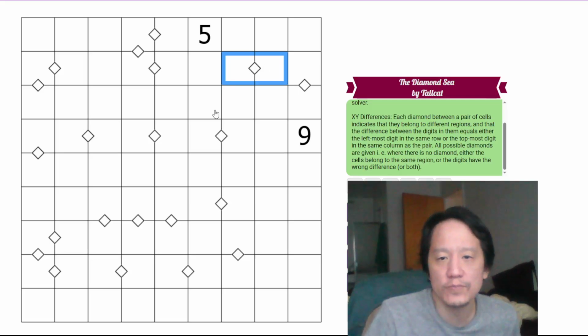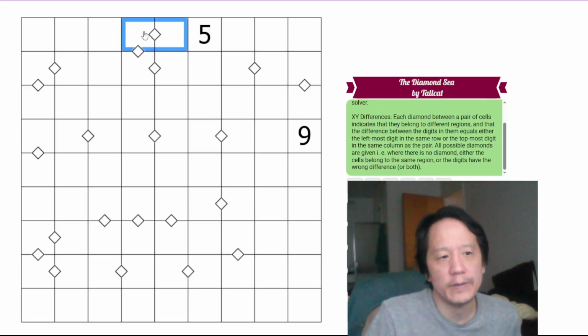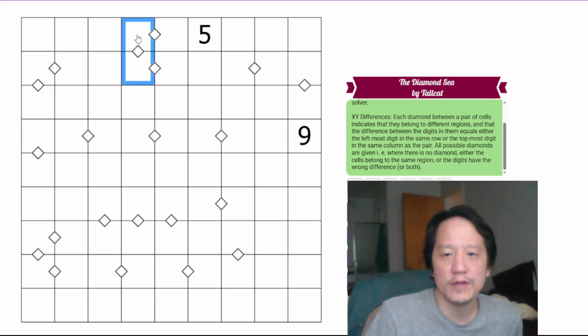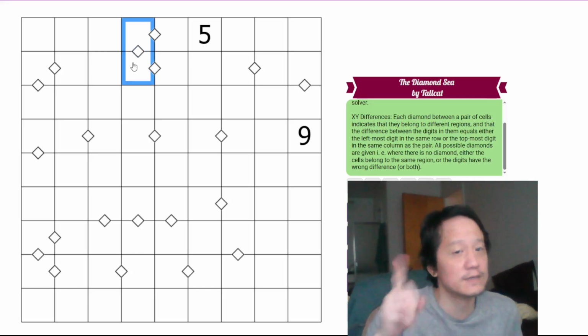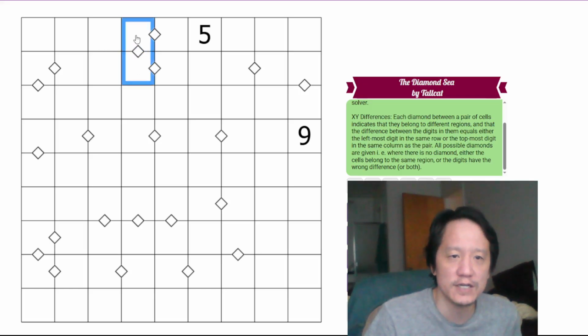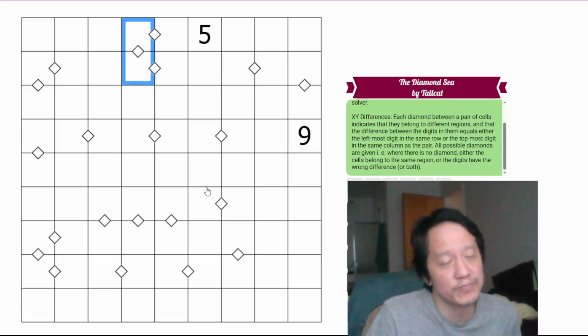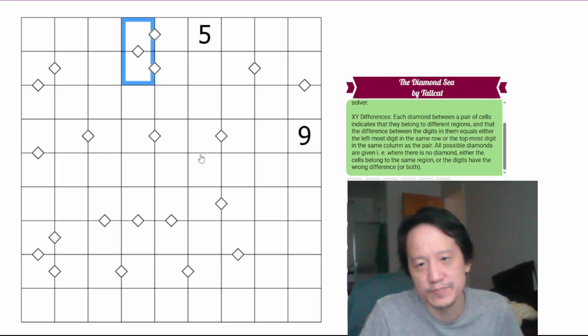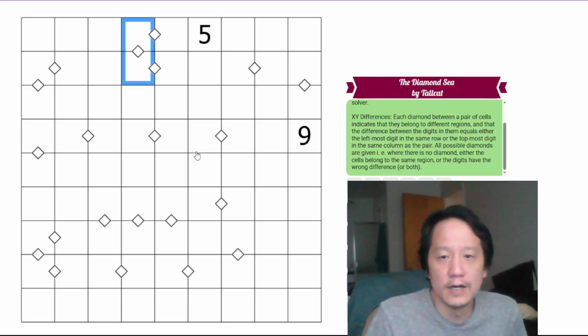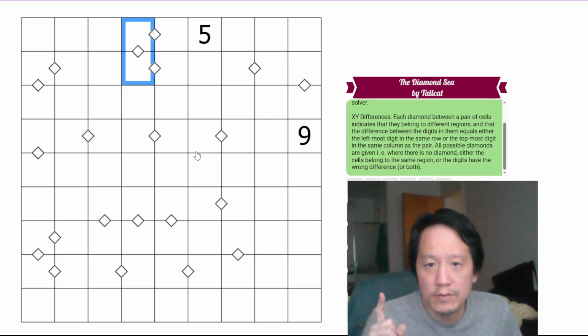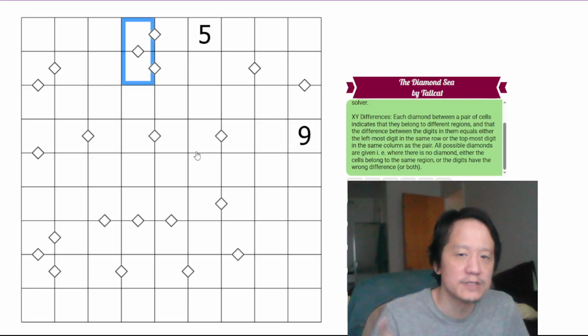Oh, that's interesting. So basically, it's saying that these are in different regions, and the difference between these two digits must be the leftmost digit in that row, because they're in the same row. Or this diamond says that the difference of these two digits must be the topmost digit in that column, because they're in the same column. That's actually very interesting. And all possible diamonds are given.